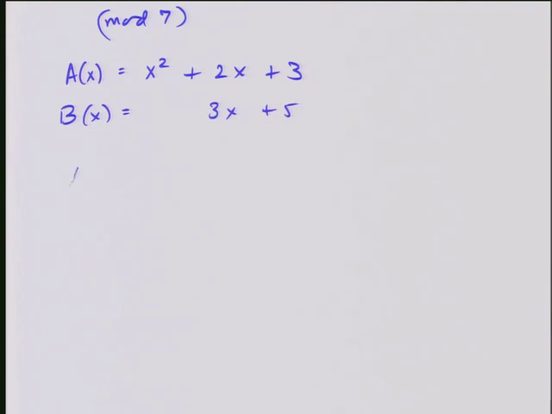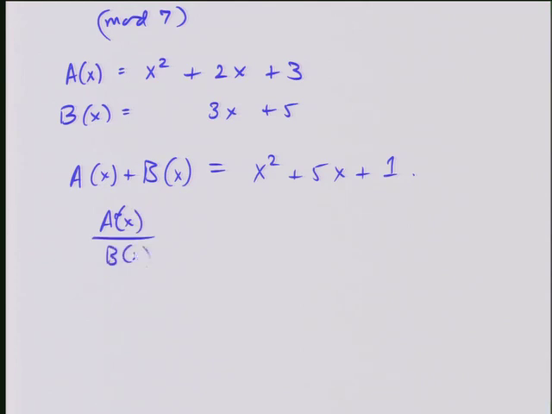Okay? And so now, what's a of x plus b of x? So what we're going to do is add them as polynomials, except remember the coefficients are numbers mod 7. So when we add them, we'll get x squared plus 2x plus 3x is 5x plus 3 plus 5 is 8, which is 1.